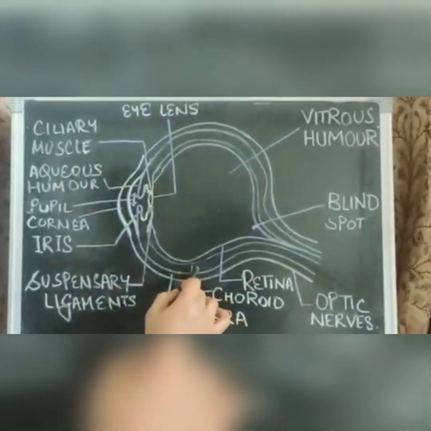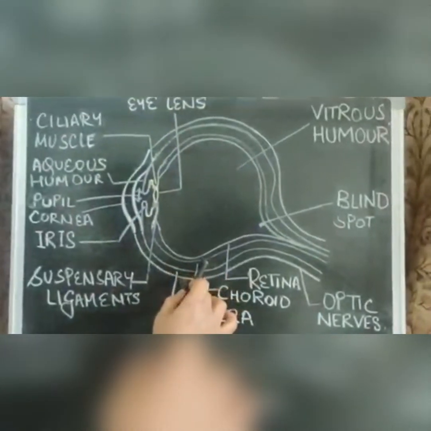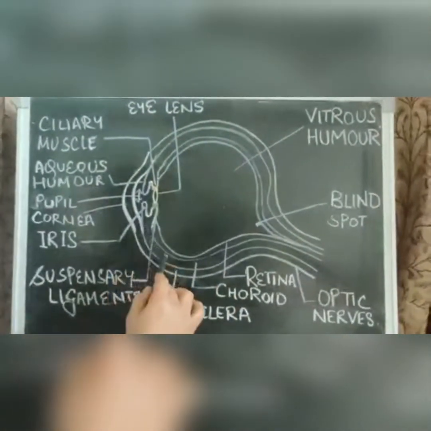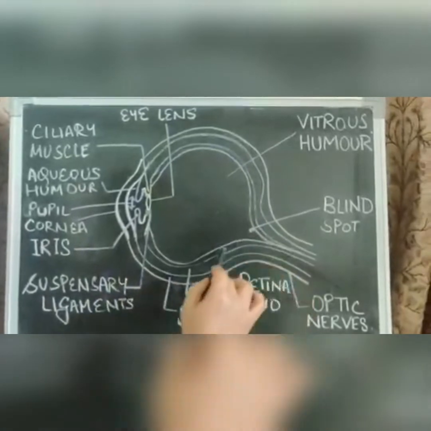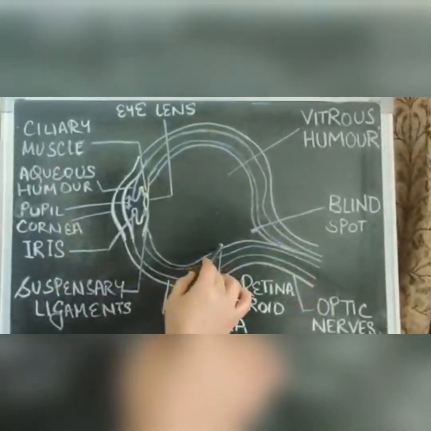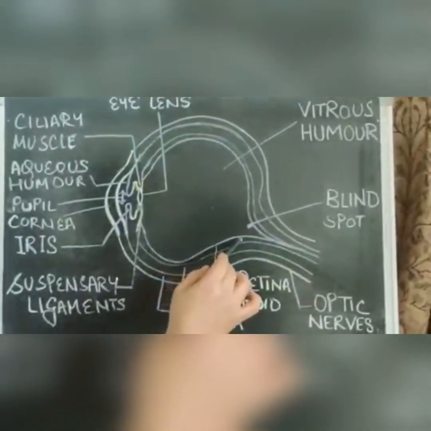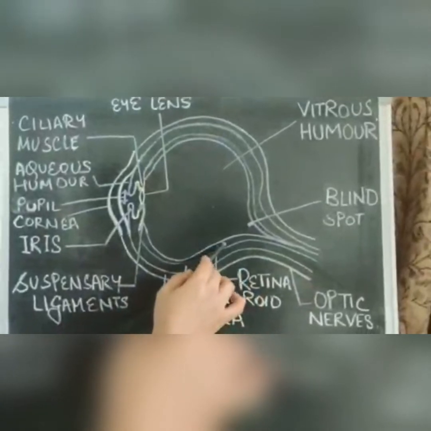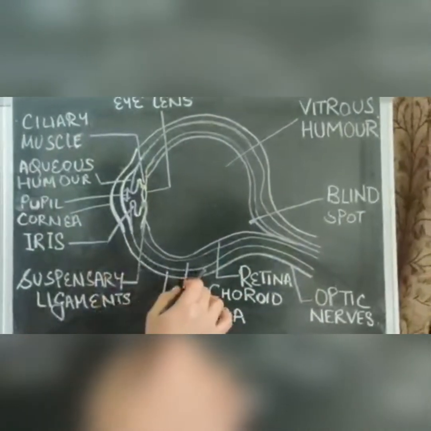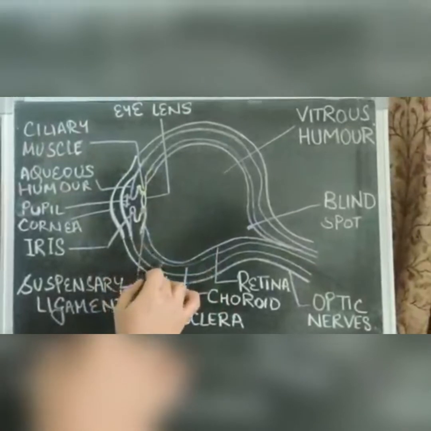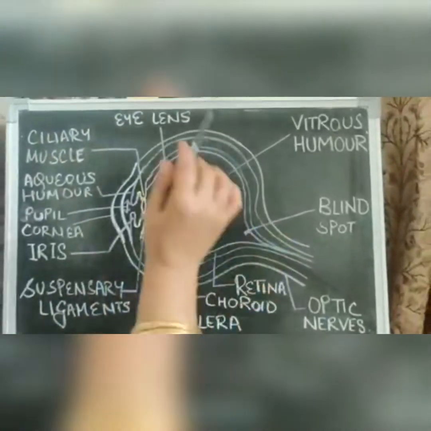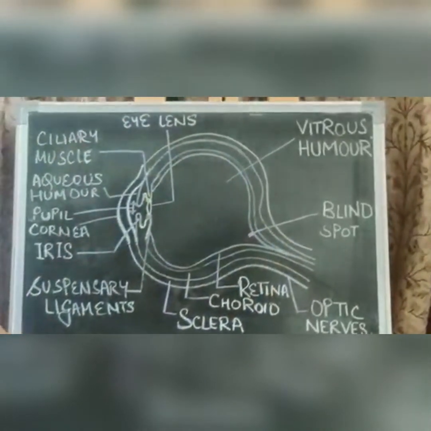The second layer is a pigmented layer. This pigmented layer is richly supplied with blood, so it provides nourishment to this very sensitive layer, the retina, and being pigmented, it also prevents any kind of internal reflections.